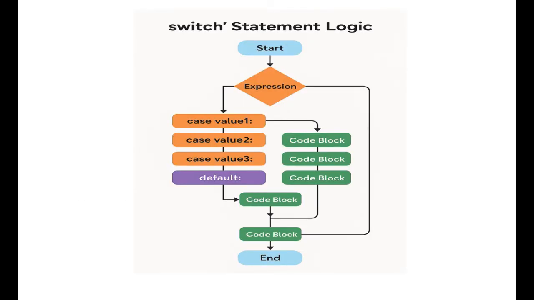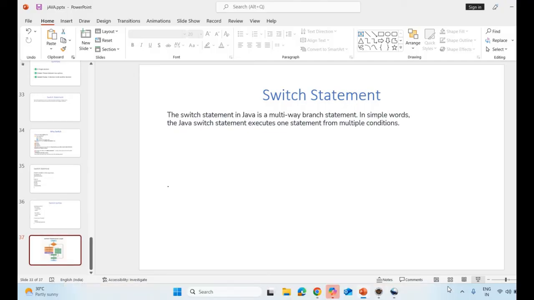The flowchart of the statement is: I give the expression, the expression gets saved, and if the value of the expression matches the given case, the block of code will get executed. If the provided value does not match any of the cases available in the switch, I provide a default case. That is, in case the expression does not match any of the values present in the switch statement, then it executes the default statement. The code will execute and our program will end. So we will do it practically.